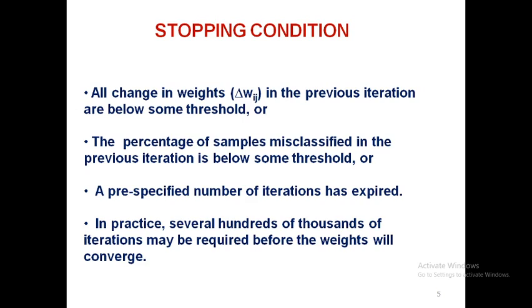A pre-specified number of iterations has expired: let us assume a particular application requires 10 iterations. After 10 iterations we get the output, and the ANN has to stop its functions. Generally in practice, several hundreds or thousands of iterations may be required before the weights converge, because the weights have to settle on the correct values for the samples. So hundreds and thousands of iterations are required to get the required performance from the ANN.